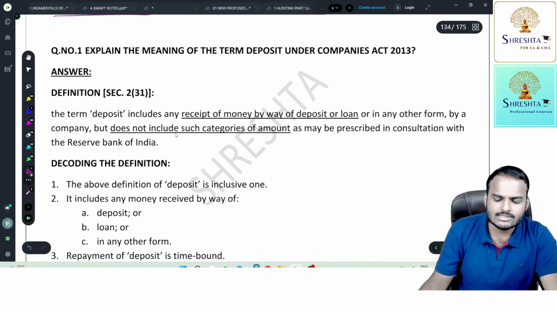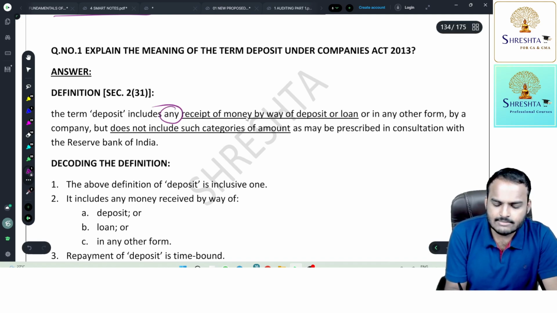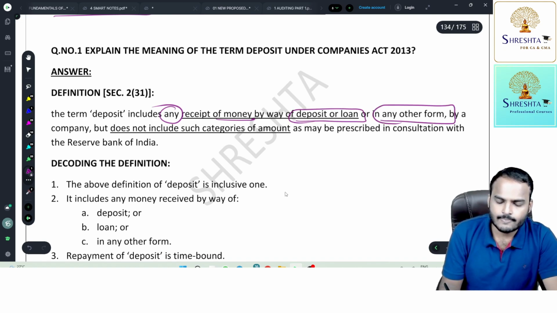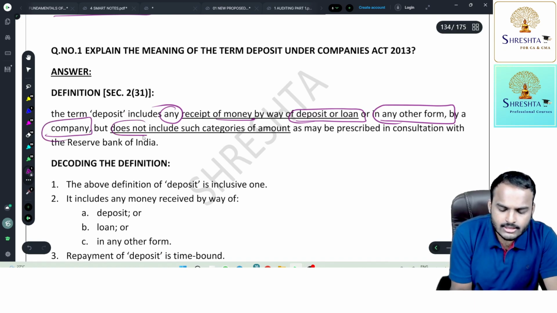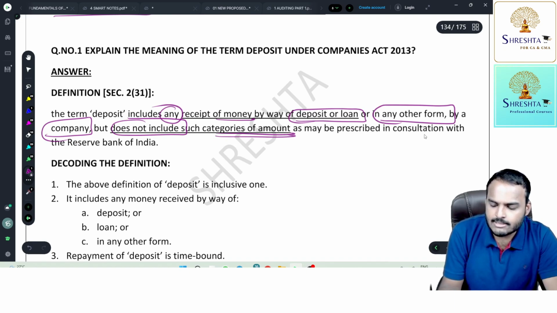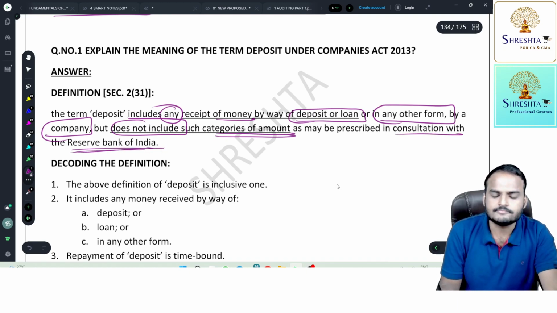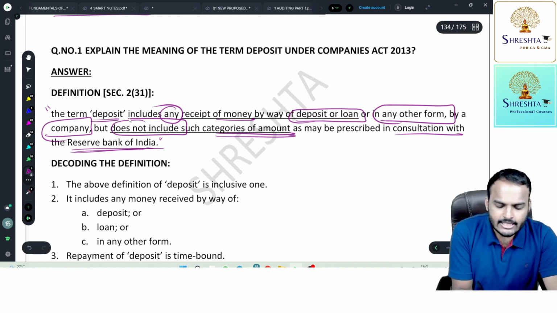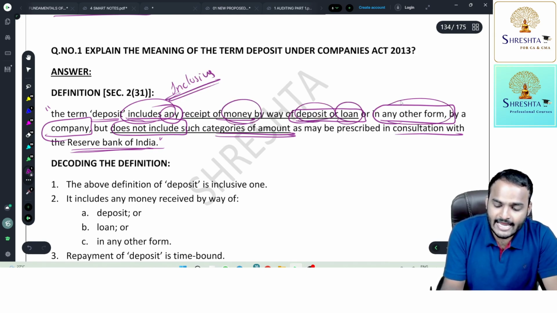Explain the meaning of the term deposit under the Companies Act 2013 and its definition. The term deposit includes any receipt of money by way of deposit or loan or in any other form by a company, but does not include such categories of amount as may be prescribed in consultation with the Reserve Bank of India. So it is a very simple definition, but many people get confused after reading it. What the lawmaker is trying to tell you is that deposit includes, that means it is an inclusive definition, any receipt of money by way of deposit or loan or in any other form.